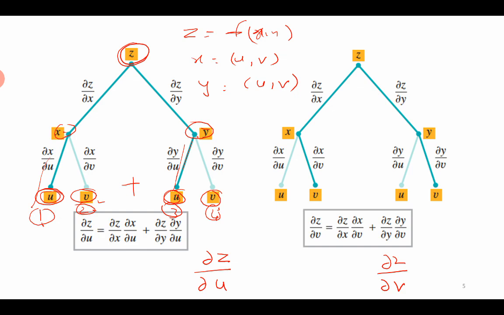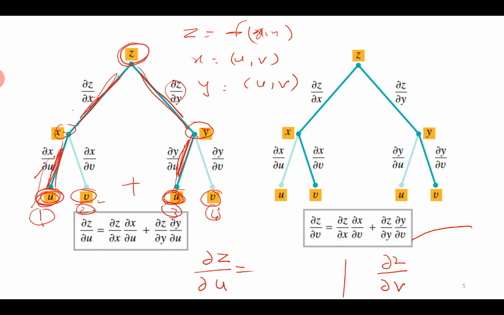So here the dark line shows the first branch and the third branch. Both are ending with u. So that is the case for writing the formula for dou z by dou u. Multiply the terms involved in the branches and then add with the third branch terms. So dou z by dou x, dou x by dou u, plus dou z by dou y, dou y by dou u. In a similar way, you can write the second formula as well.